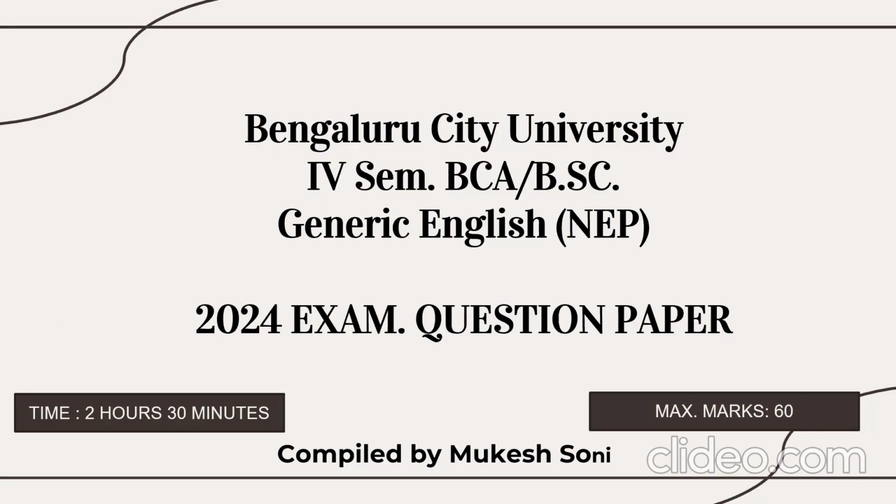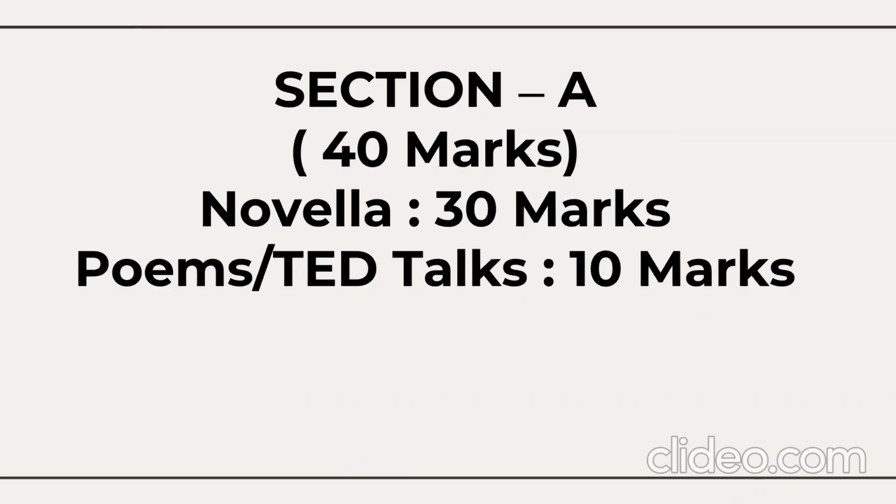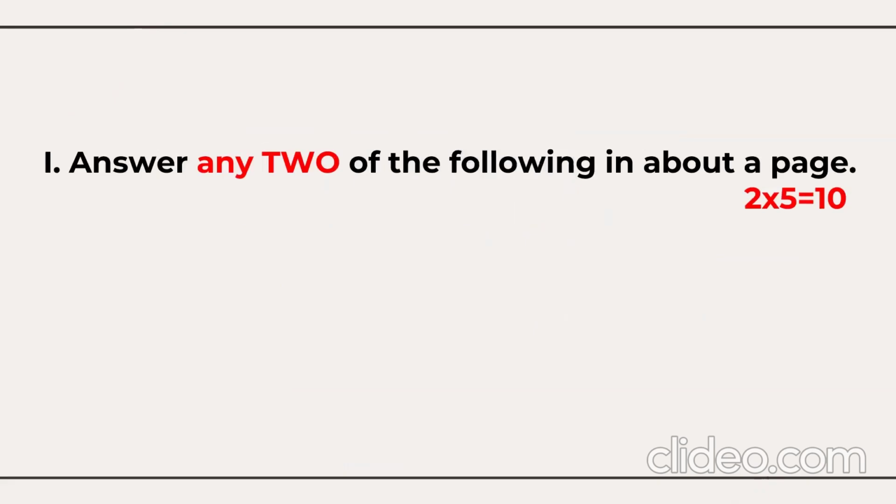Duration for the examination is 2 hours 30 minutes, maximum marks 60. So Section A of your question paper is for 40 marks. Out of 40 marks, 30 marks questions will be asked from the novella Siddhartha, and the 10 marks questions will be asked from the poems or TED Talks. So let's begin with the questions from the novella.